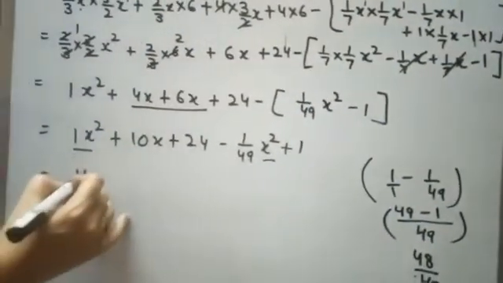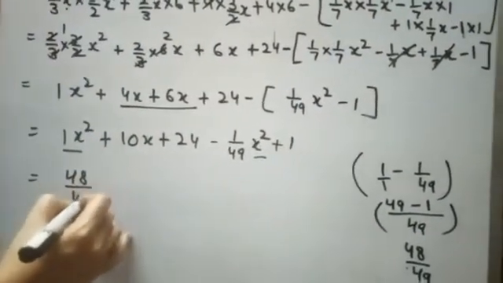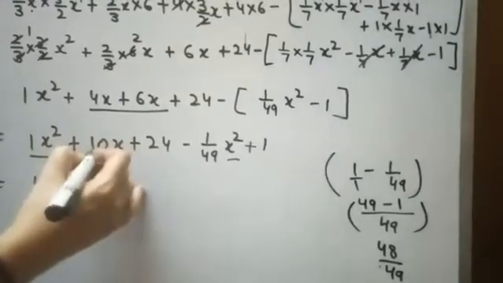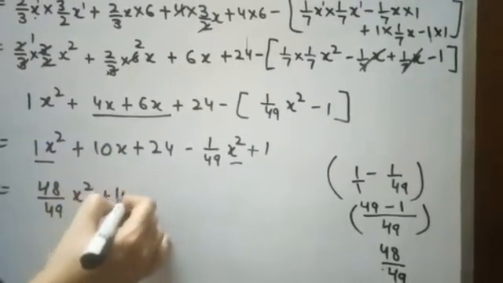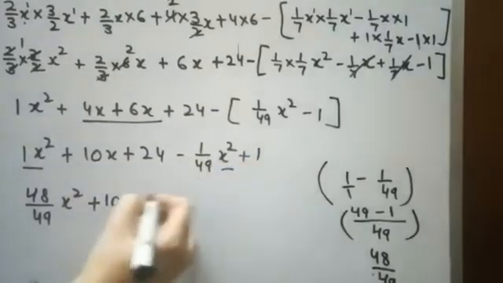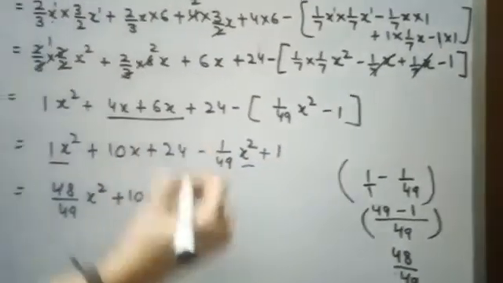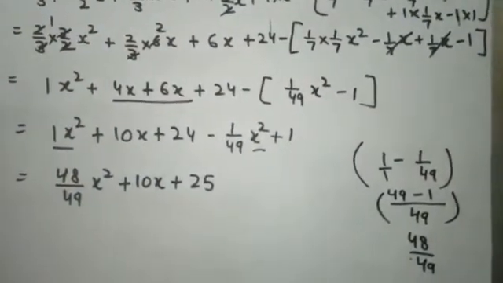So now this becomes 48 by 49 x square, 10x, 24 plus 1, that is 25. So this is your answer.